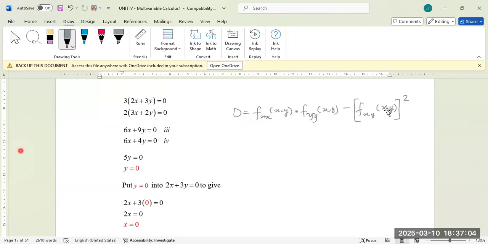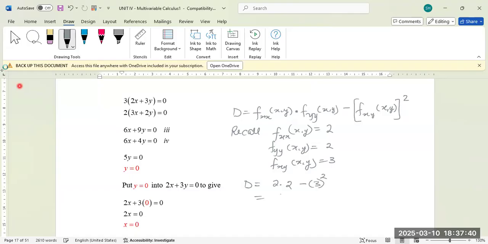Recall, what was f of xx again? 2. What is f of yy? 2 again. And what is f of xy? 3. So D is going to be equal to 2 times 2 minus 3 squared. 2 times 2 is 4. 3 squared is 9.